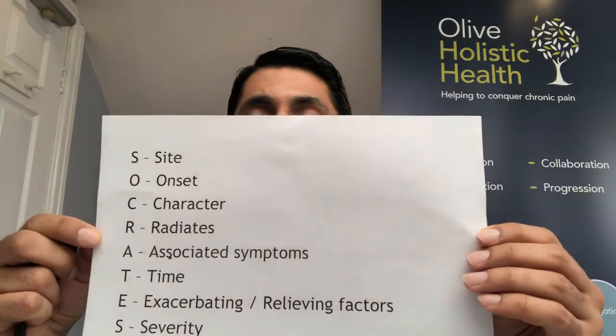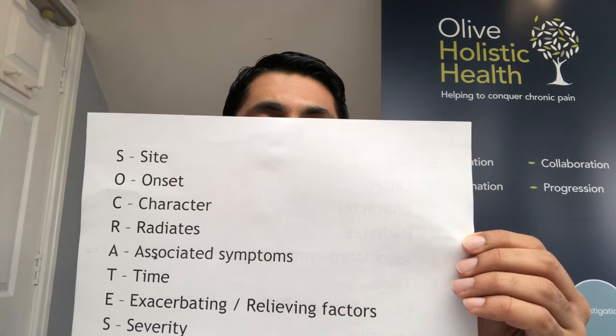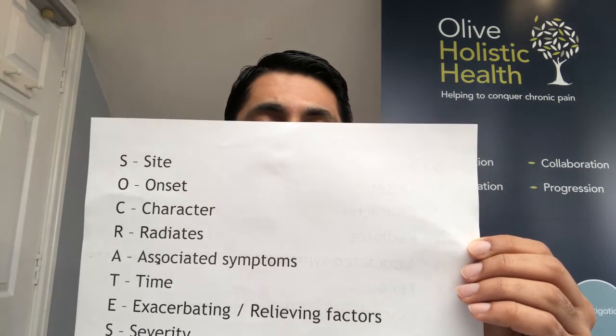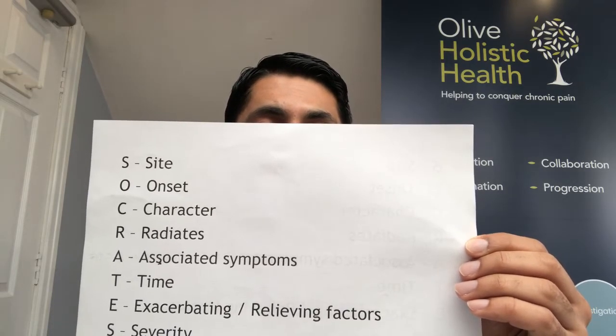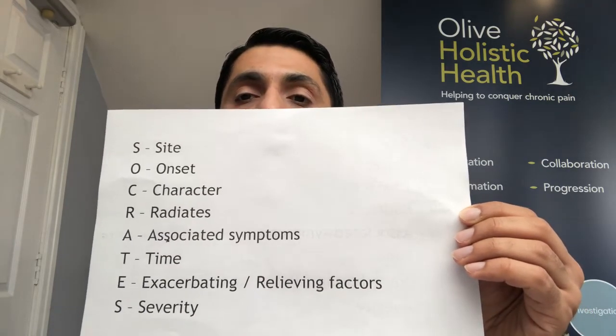A helpful acronym for history taking in pain is one called SOCRATES. So here we are. It's asking about the site, the onset of the pain, the character of the pain, where and if it radiates, any associated symptoms, how long it's been there, any exacerbating or relieving factors, and the severity of the pain. As often I've seen patients who've had pain for many, many years, I can then ask about investigations, whether that's blood tests, ultrasounds, x-rays, MRI scans or CT scans, and what the results were.